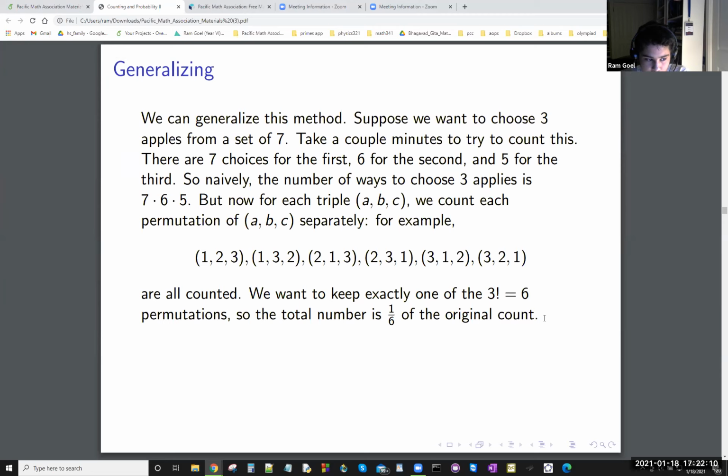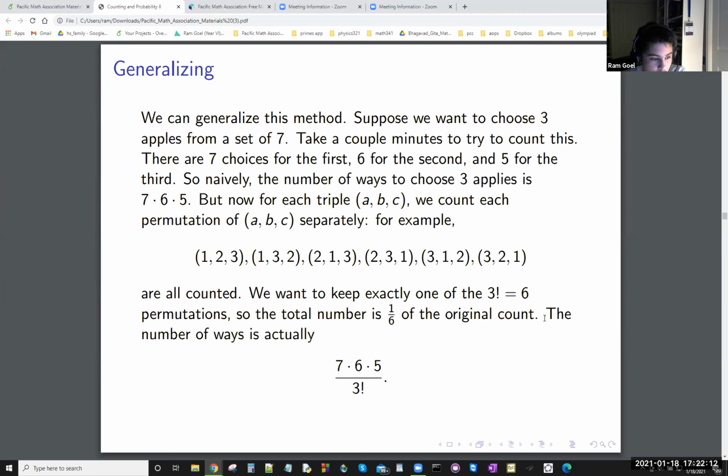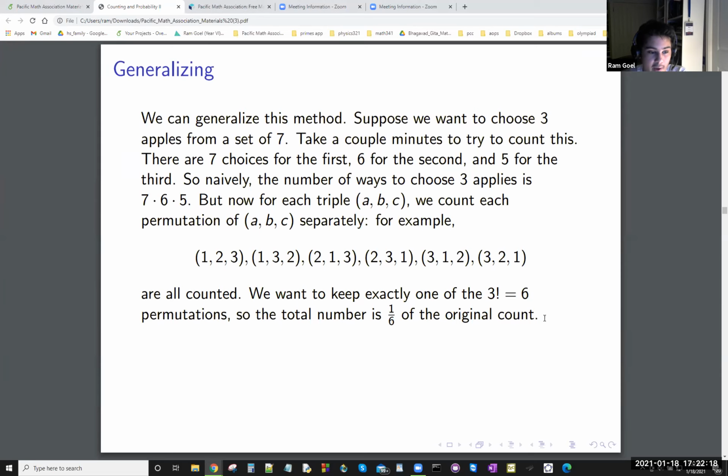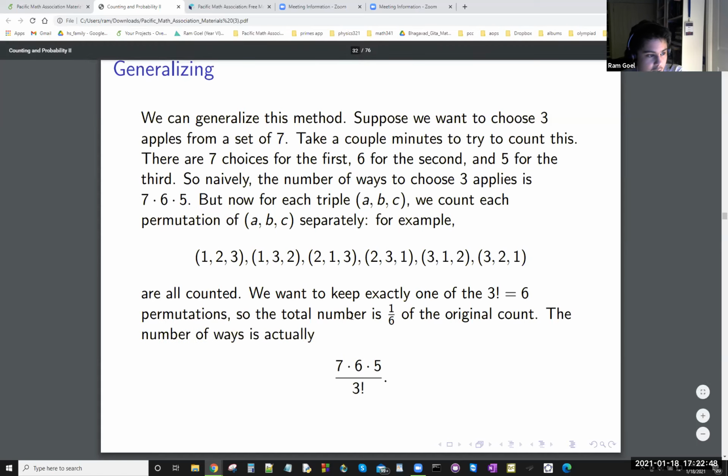All right. So the total number is 1/6 of that, which means the number of ways is 7 times 6 times 5 over 3 factorial. Let me just explain why we had 3 factorial. A permutation is just a different way to order the same numbers. So for A, B, C, there's 3 factorial different ways to permute it, because there's 3 choices for the first element, 2 for the second, and 1 for the third. So in general, a list of n elements has n factorial permutations. n factorial, remember, is n times n minus 1 times, and so on. Okay, so that's how we got 1/6.